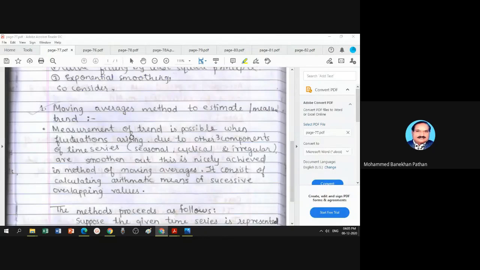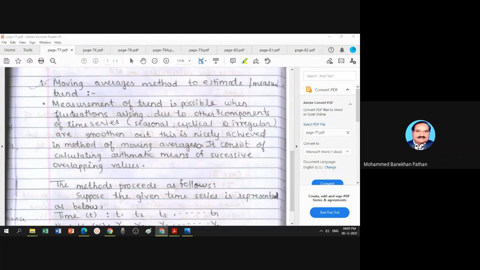Number one, moving average method to estimate trend, or you can call secular trend. Measure of trend is possible when fluctuation arising due to other three components of time series: seasonal, cyclical, and irregular, are smoothed out. This is nicely achieved in method of moving average. That means by using moving average method, we try to average out the effect of seasonal, cyclical, and irregular on the value of time series. The rest part is nothing but effect of a trend.